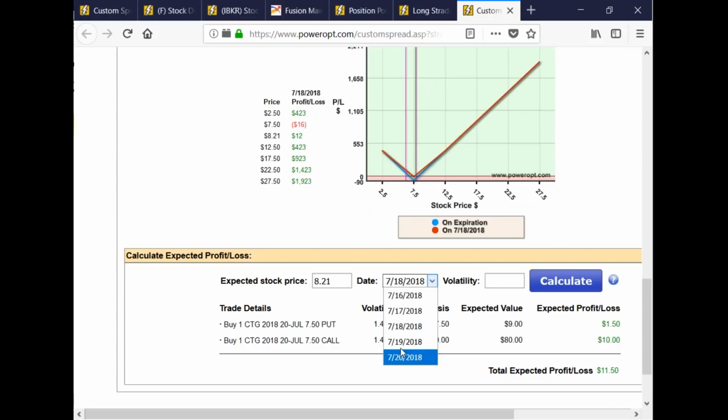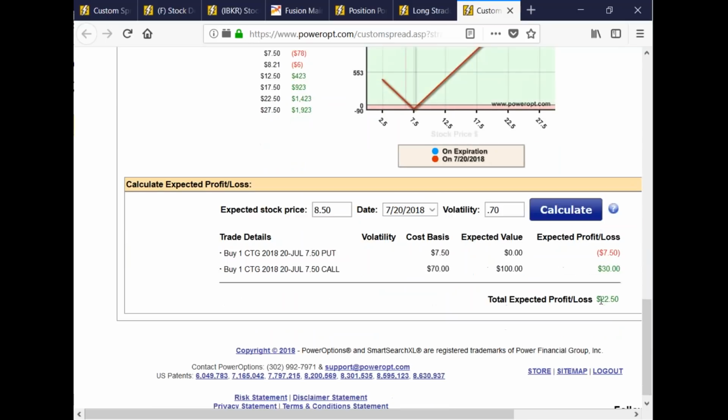But let's say come the 19th or the 20th. Let's put it on the 20th. The stock only moves up 30 cents from the earnings. It goes up to 8.50. But the volatility is cut in half. Drops down to 0.7. Okay, what would I expect? Well, I have a gain of about 22 cents.